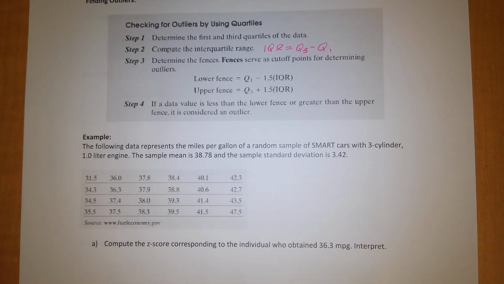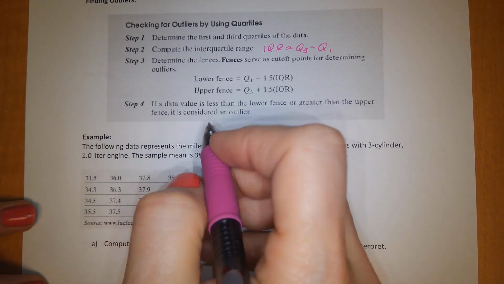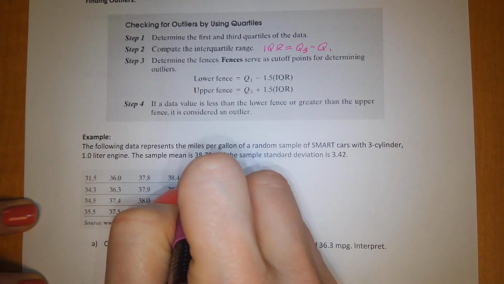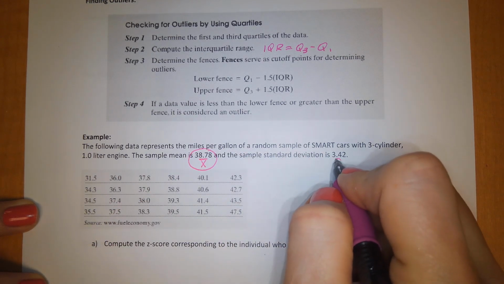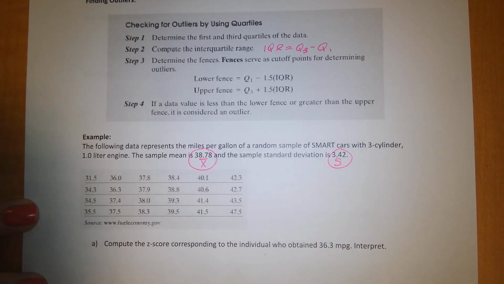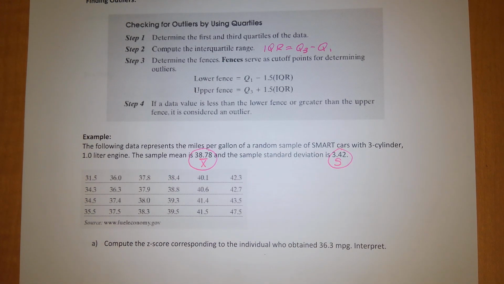So we have the following data, which represents the miles per gallon of a random sample of smart cars with a 3-cylinder 1.0 liter engine. And the sample mean is 38.78 miles per gallon. So this is the sample mean right here. And the sample standard deviation is 3.42, again, miles per gallon.